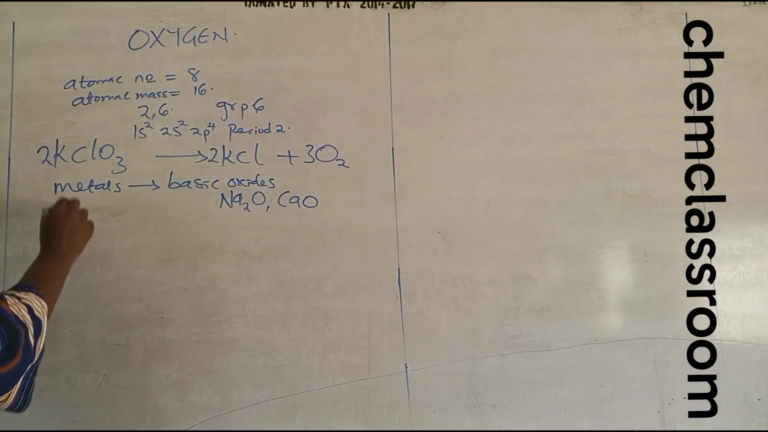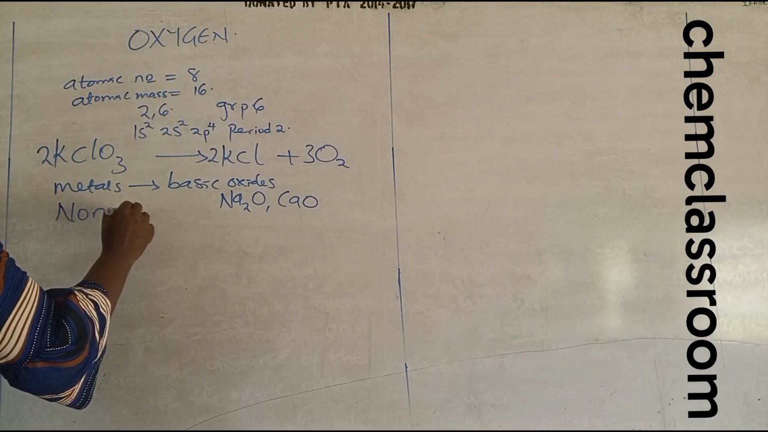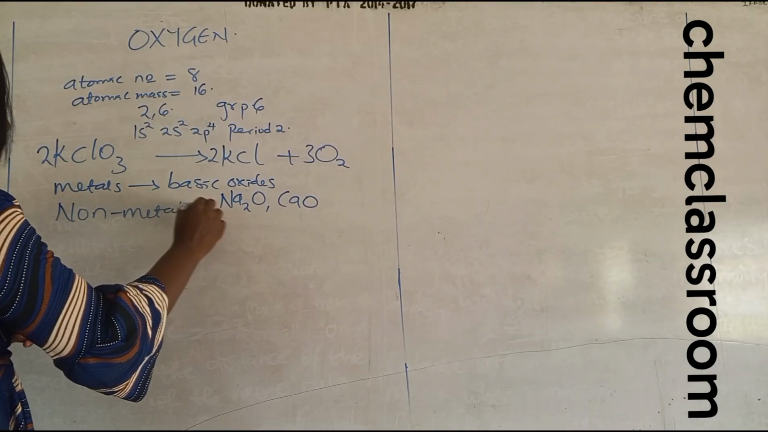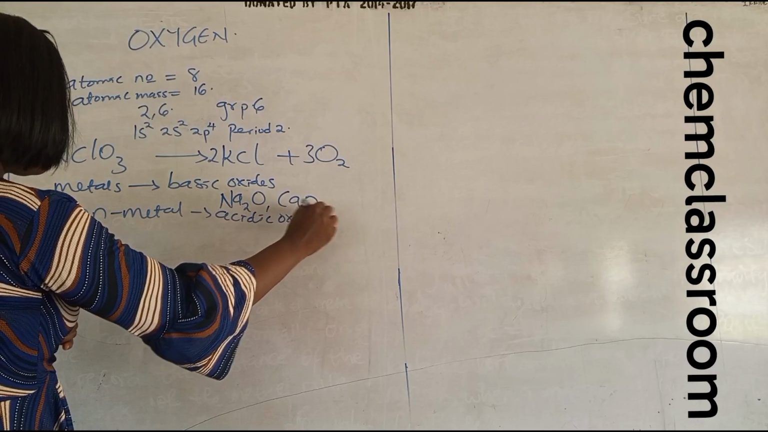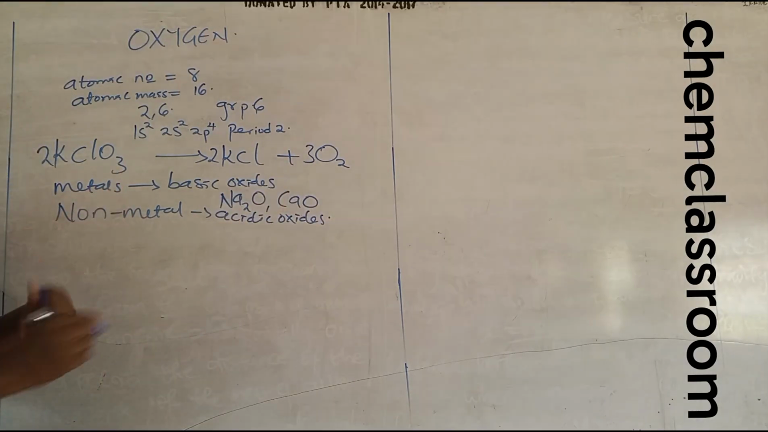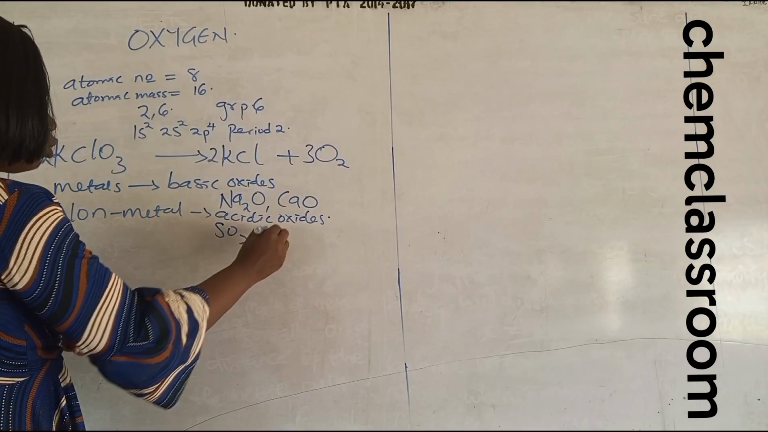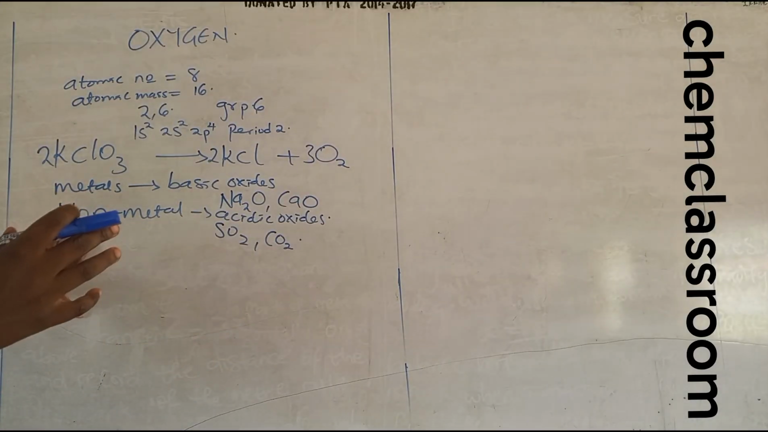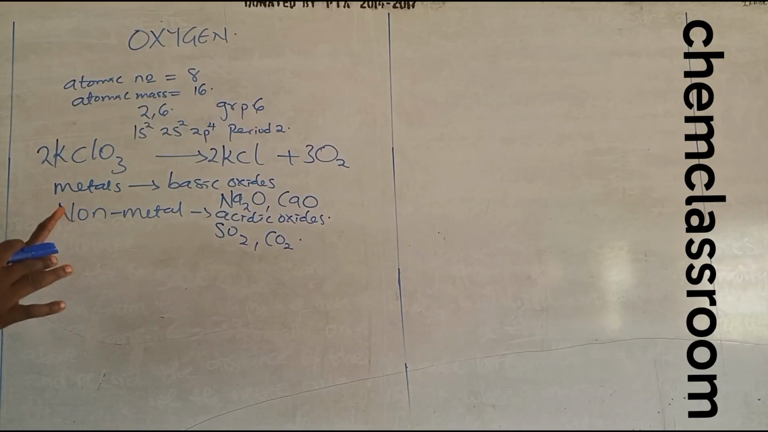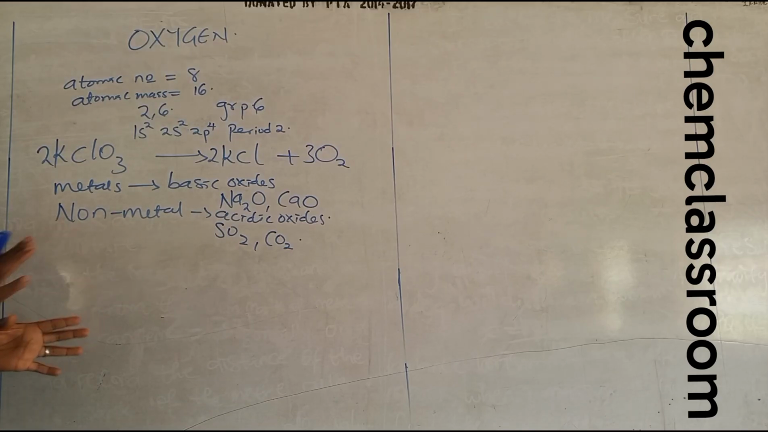Then when it reacts with non-metals like sulfur, like carbon, acidic oxides are being formed. So you have your SO2, your CO2. I'm trying to give examples of some of these oxides, because at times you hear of basic oxides, acidic oxides. We also have what we call the amphoteric oxides.